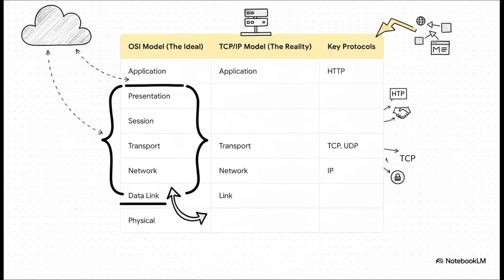You can see right away that the TCP/IP model, our reality, is just a lot simpler. It basically took the top 3 layers of that fancy OSI model, application, presentation, and session, and squished them into a single application layer. It did the same thing at the bottom, too. This no-nonsense practical approach is exactly why the protocols we hear about all the time, like HTTP for websites, TCP for reliable data, and IP for addresses, all fit so perfectly into this 4-layer model.